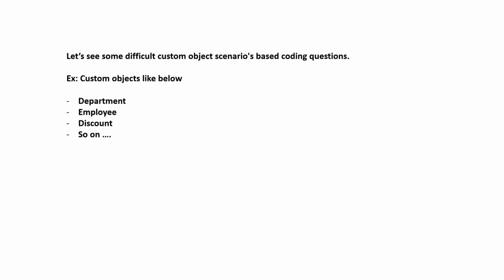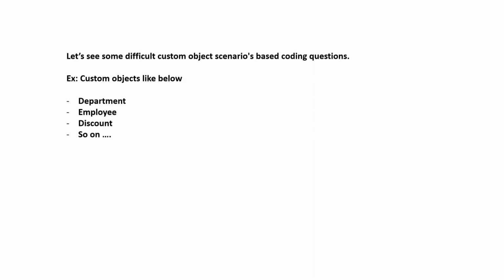Okay, now in this presentation let's see some difficult custom object scenario based coding questions. Till now we saw predefined data structures, meaning predefined data types. We applied stream API on predefined data types like string, integer. But in real time we get custom objects like department, employee, discount. These are some kinds of custom objects.